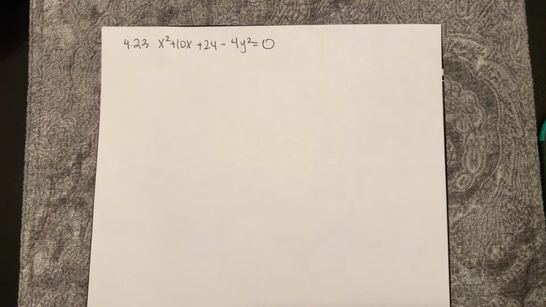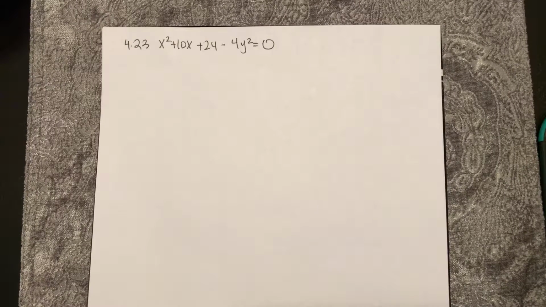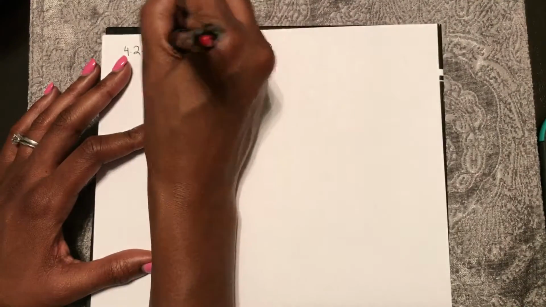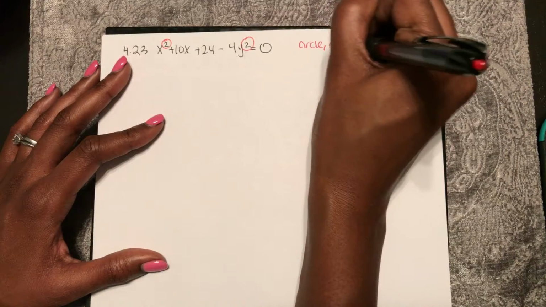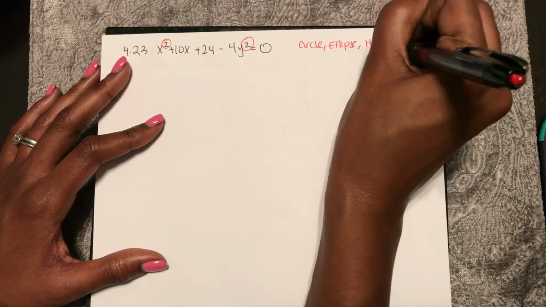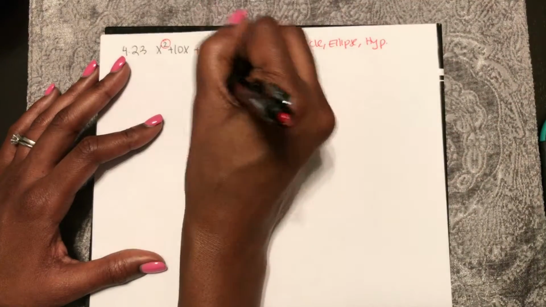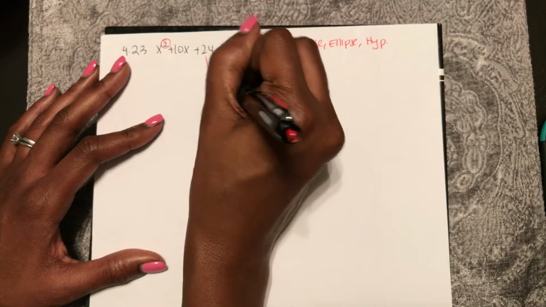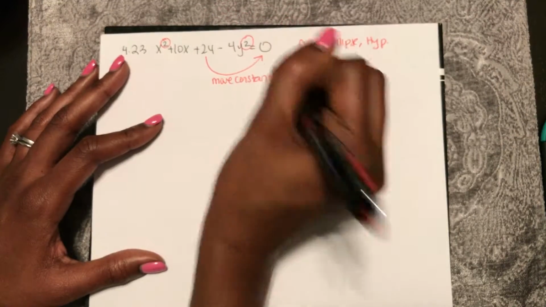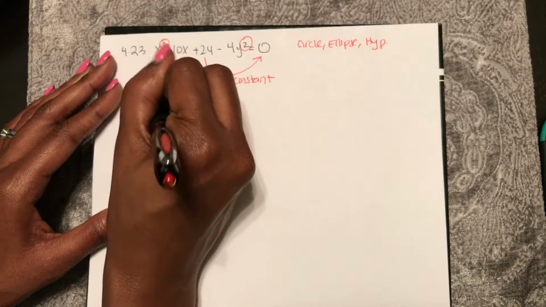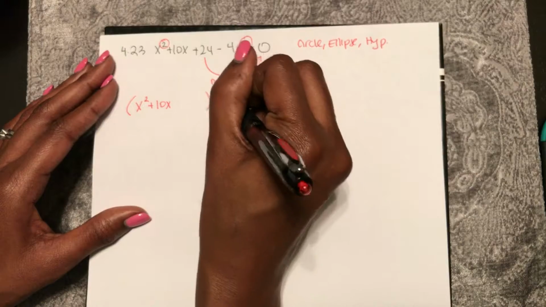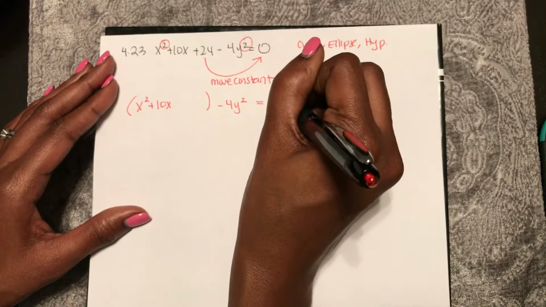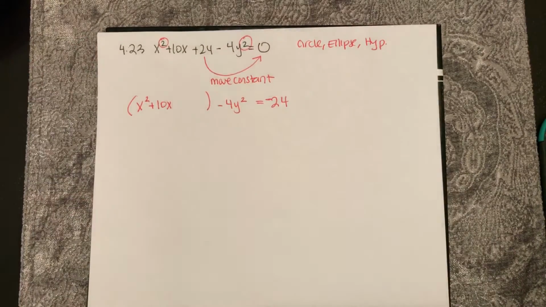So here in 4.23, we want to graph this conic section. First, since both of my variables are squared, it can be a circle, ellipse, or a hyperbola. So I'm going to move my constant. So I have x squared plus 10x, and I'm going to leave a space here, minus 4y squared equals negative 24 because I moved it to the opposite side.